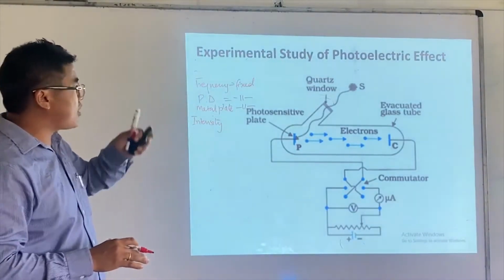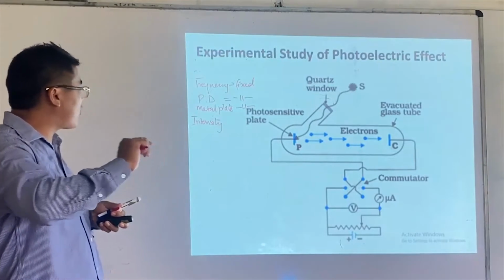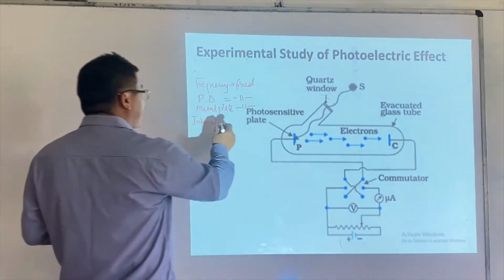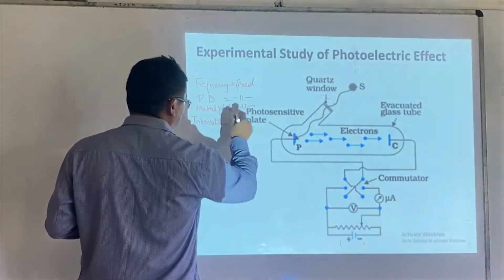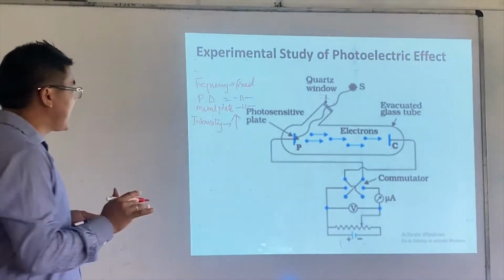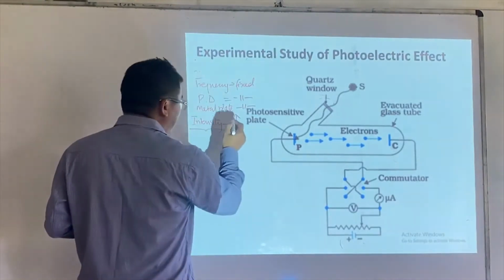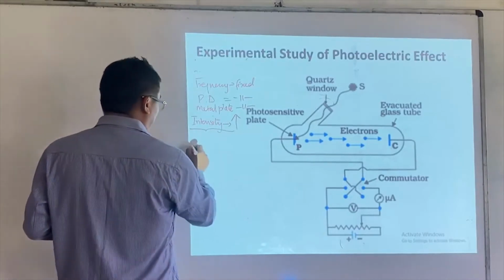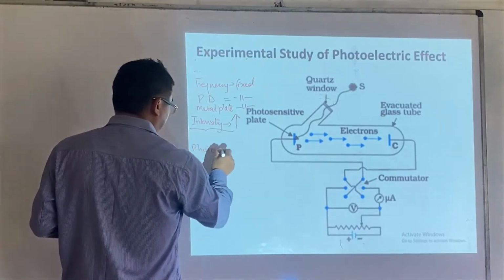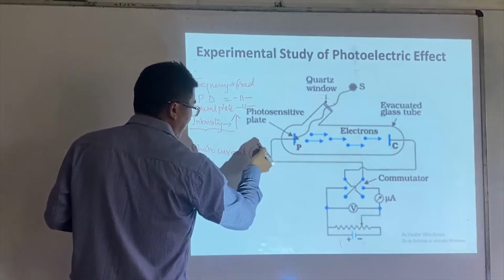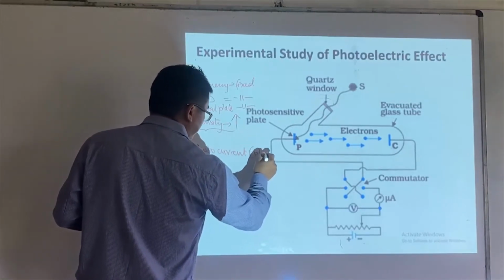We are going to control and fix so many factors, and we would like to see one particular factor and see its effect. So I am going to change the intensity. I am going to increase the intensity, and what am I going to see? As I increase the intensity, what about the photocurrent? Photocurrent, in a sense, means electron emissions, photoemissions.